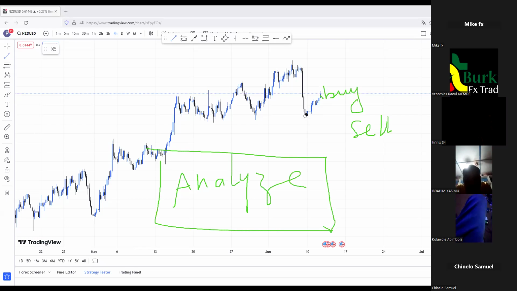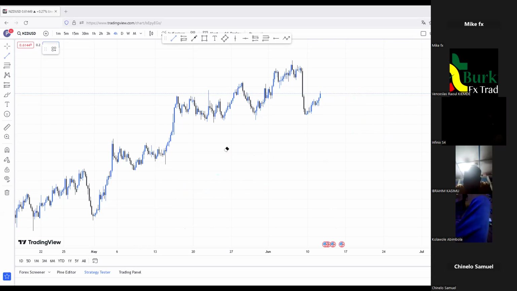And to analyze, you have two possibilities. You can use fundamental analysis to know where the probability is. The other possibility is technical analysis. So you can choose to use fundamental or technical, all right?